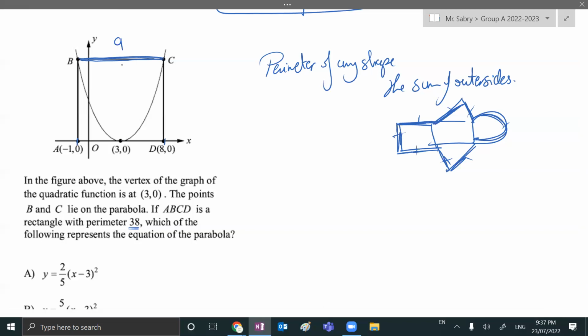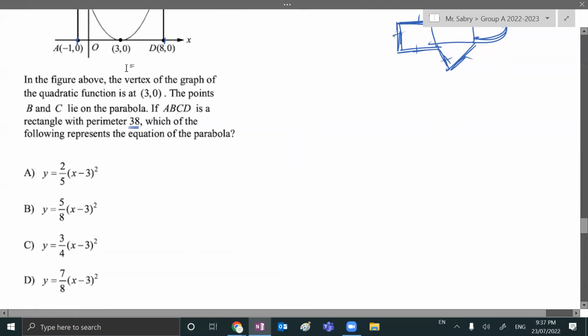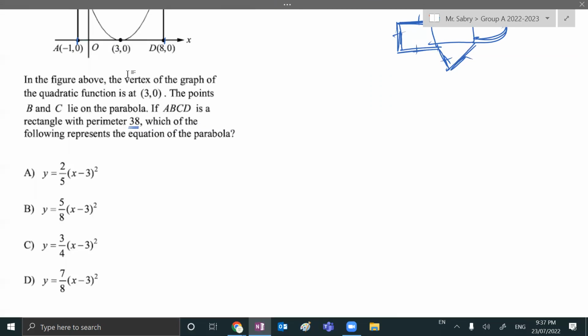Okay, so 3 and 0 should be yes on the equation. That's true, and it should work no matter what. And when you actually look at all the equations, they all have the vertex 3 and 0. Because if you substitute x with 3, 3 minus 3 will become 0.